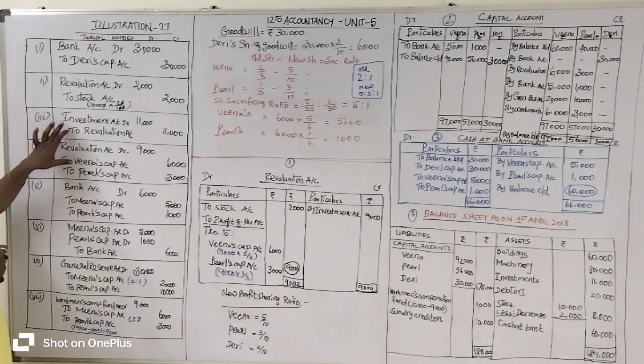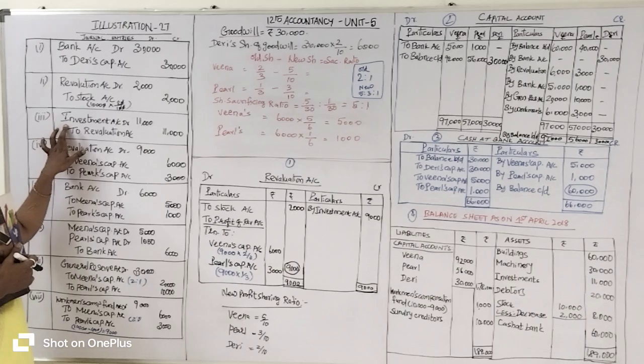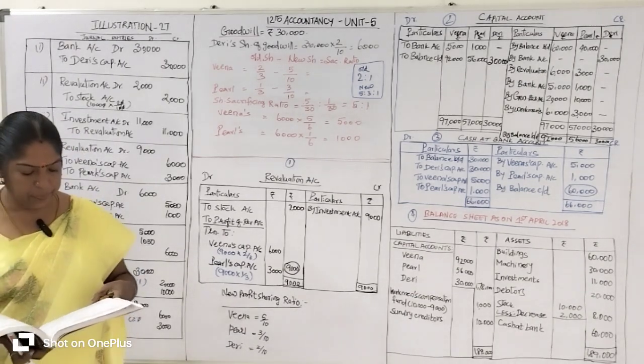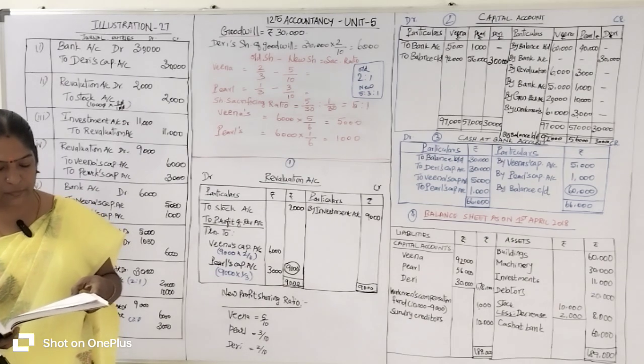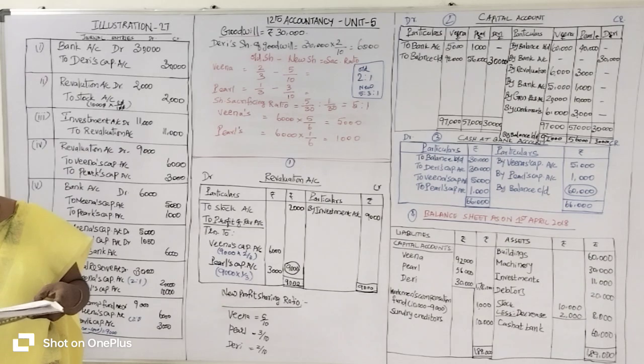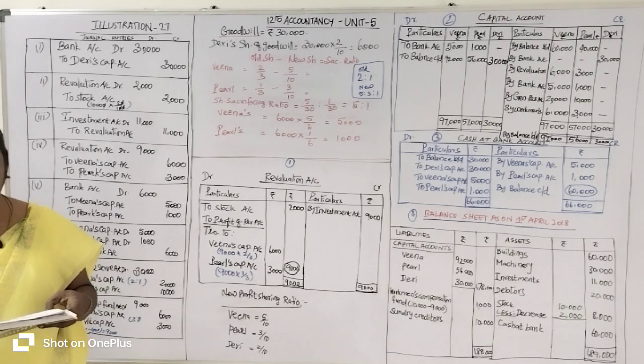So which account is to be debited? Investment account is to be debited. Revaluation account is to be credited. 11,000 rupees entered. The goodwill of the firm is valued at 30,000 rupees. And Derry brought cash for his share of goodwill.